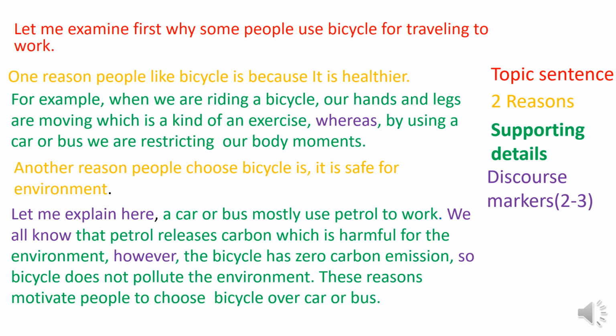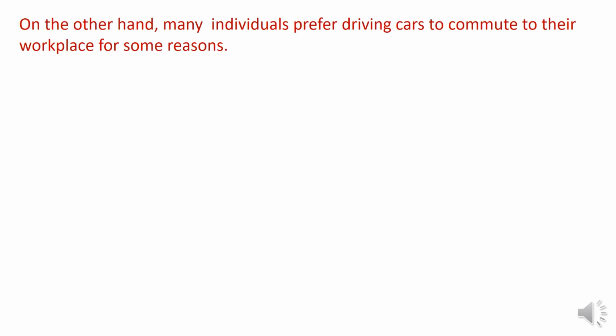Now I will move toward the second body paragraph. Let's see. Here again we will repeat the same thing: topic sentence, 2 reasons, supporting those reasons, and discourse markers. So let's start with the second part. Here I would say, on the other hand, many individuals prefer driving cars to commute to their workplace for some reasons. And this is your topic sentence.